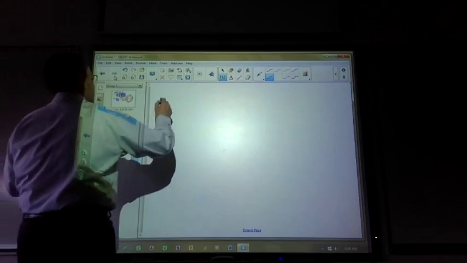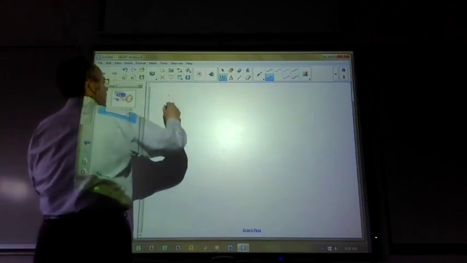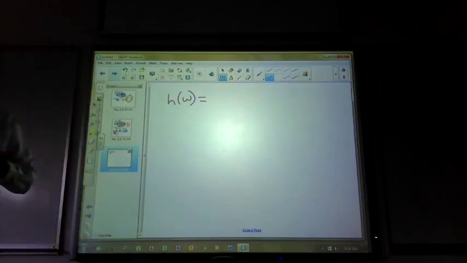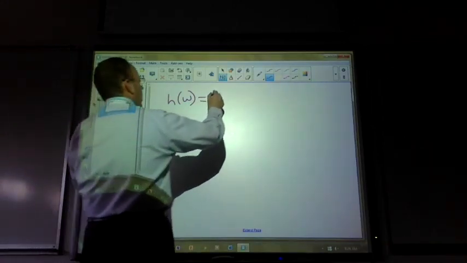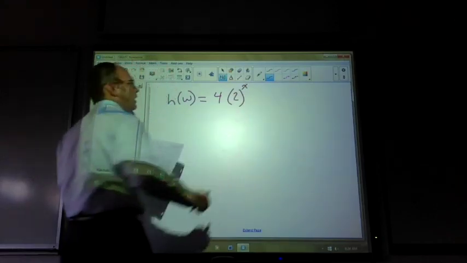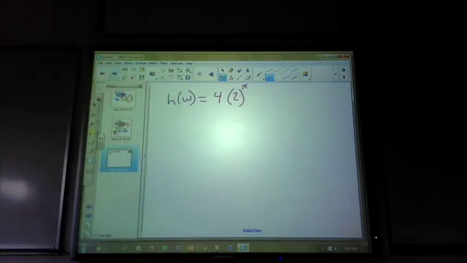Okay, third problem. This is on the back side. Problem number 3. We have h at w. H at w is the same thing as f at x. F at x is the same thing as y. Okay, so I have 4 times 2, and 2 happens to be raised to the x power. Is this linear? Yeah, it's exponential. So the 2 is being raised to our unknown, our variable.